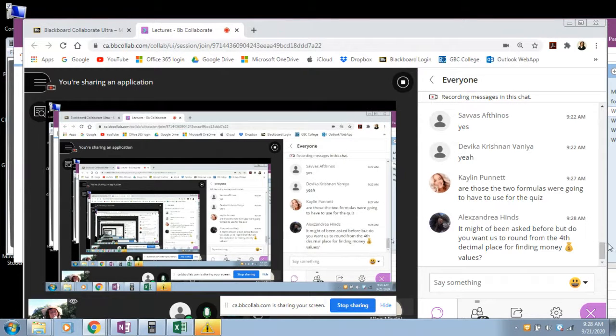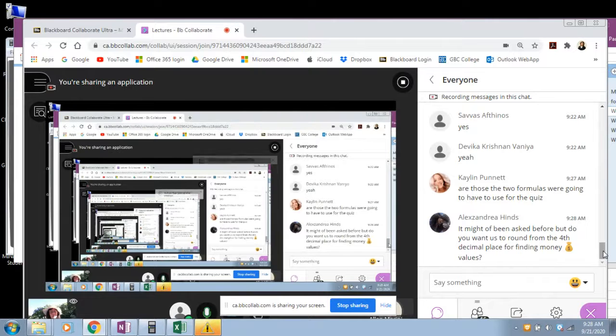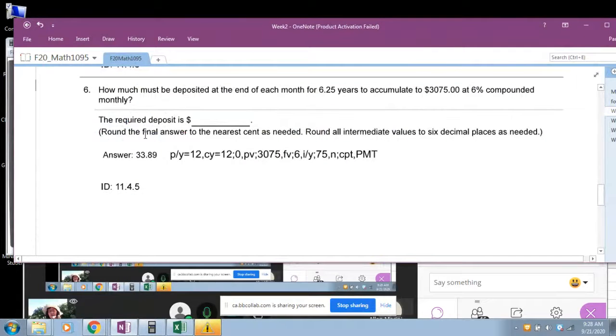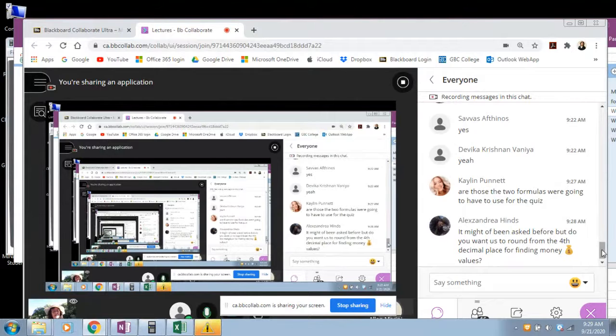Okay. Another question from Alexandra. It might have been asked before, but do you want us to round from the fourth decimal place? Oh, thank you. That is a good question. The question was, do you round to 4 decimal places to find the money values? Read the instructions. For example, the instructions always tell you that when you do calculations, it is suggested to use 4 decimal places. But for the final answer, it says round the final answer to the nearest cent. So when you have a money problem, the amount is money. Usually, round the final answer to the nearest cent. Okay, does that answer your question?